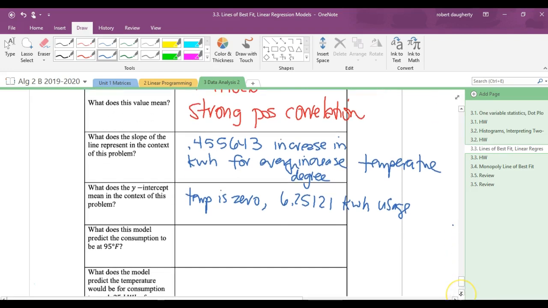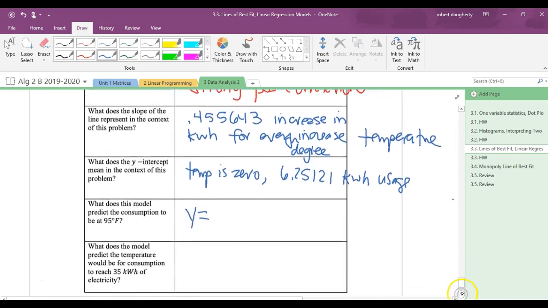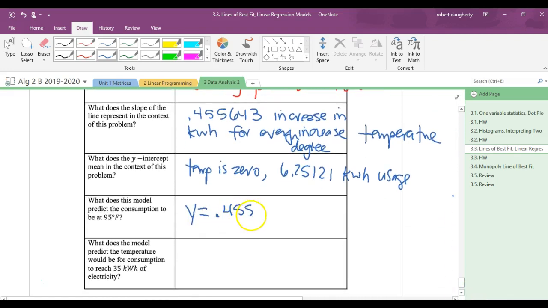What does this model say would be my consumption when I reach 95 degrees? How would I figure that out? Plug it in for which variable? X, because X is the temperature. So this would be y equals, and what is that formula? 0.455643 x plus 6.25121. That's how I would figure out the usage at 95 degrees. I just plug this into the formula.